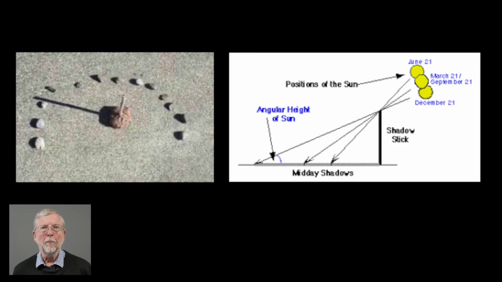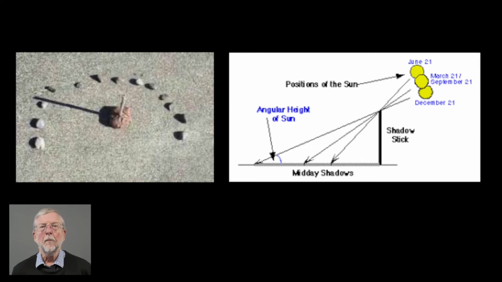A good starting point is an investigation of the path of the Sun using a simple pole mounted vertically in an open, unshaded location. Mark the tip of the shadow once an hour to observe the change in length and direction of the shadow over the day.